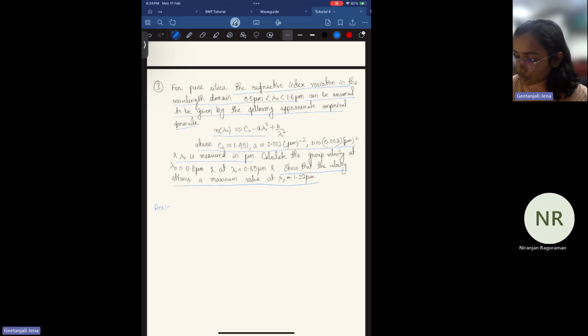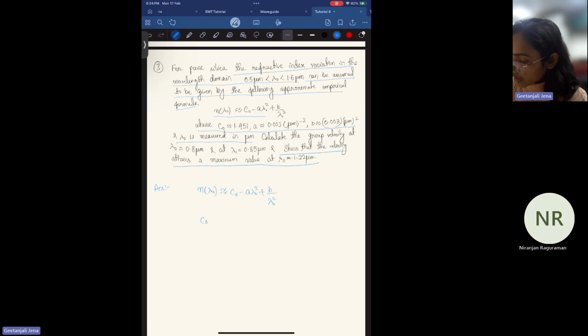Okay, so we have n of lambda 0, which is C0 minus A lambda 0 square plus B by lambda 0 square. C0 is already given, it is 1.451. A is given as 0.003 micrometer inverse square, and B is 0.003 micrometer square.